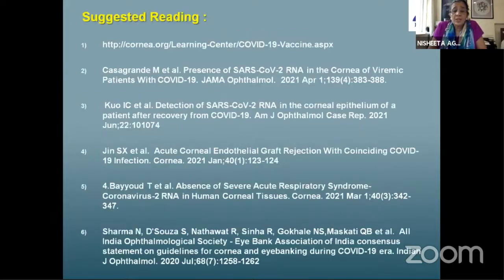Next slide. This is some of the suggested reading from which we have got some of the answers, and what we need to do for our patients as well as for the surgeons. And next slide.